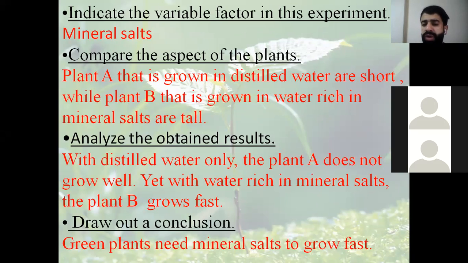So with distilled water only, plant A doesn't grow well, while with mineral salts, plant B grows fast. You can say after placing plant A in distilled water, it doesn't grow well, while after placing plant B in water containing mineral salts, it grows fast and green in color. What is the conclusion here? Green plants need mineral salts to grow fast.